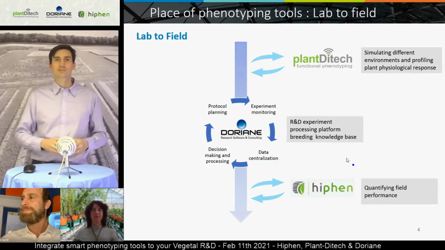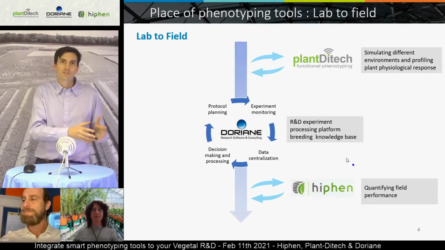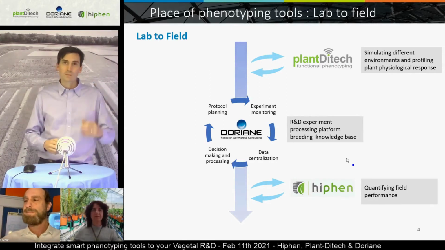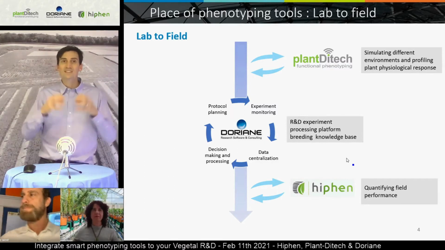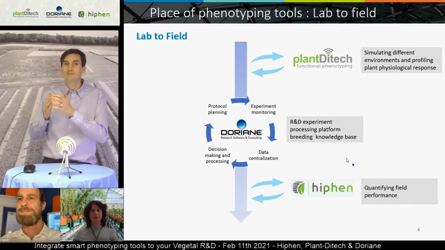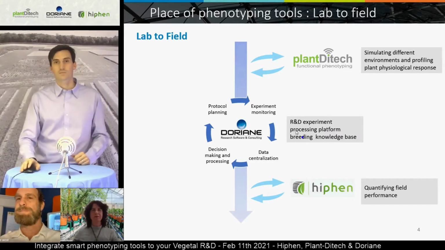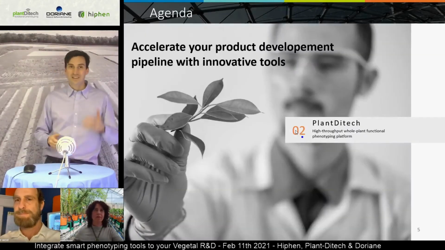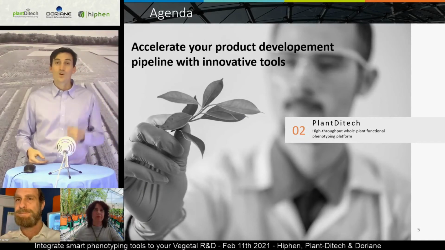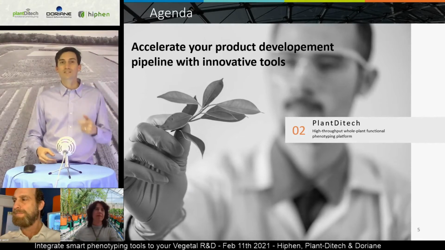Plant-DiTech sensors simulate different environments and help establish the profile of plant physiological responses. Doriane plant breeding software supports experiment monitoring and traceability and centralizes heterogeneous information for decision making. And Hyphen field phenotyping brings a new dimension to yield evaluation. And now, Keren Moshelion, CEO of Plant-DiTech, will say more on how their expertise contributes to the quality of genotype selection in the early breeding stages.